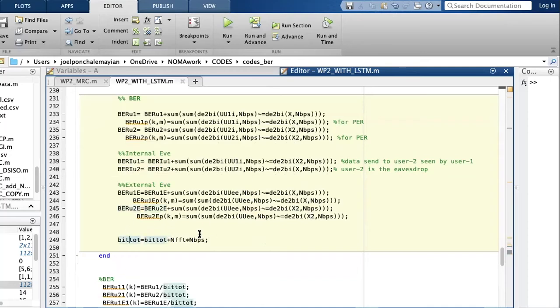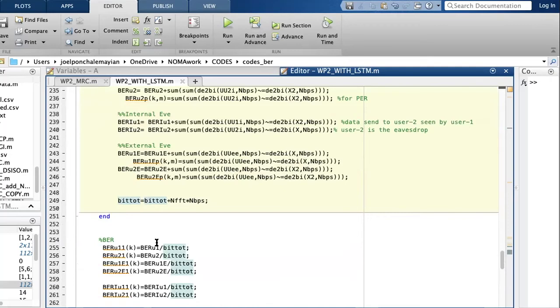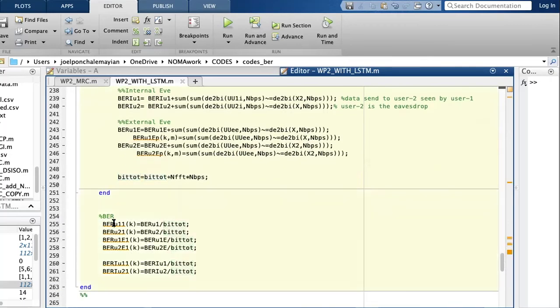At each iteration, we have been summing the number of bits that we've been sending, because we need to use it when we are calculating our bit error rate. How we do that is, this is how we do it here. So for you to calculate the bit error rate, you need to say this bit error rate.